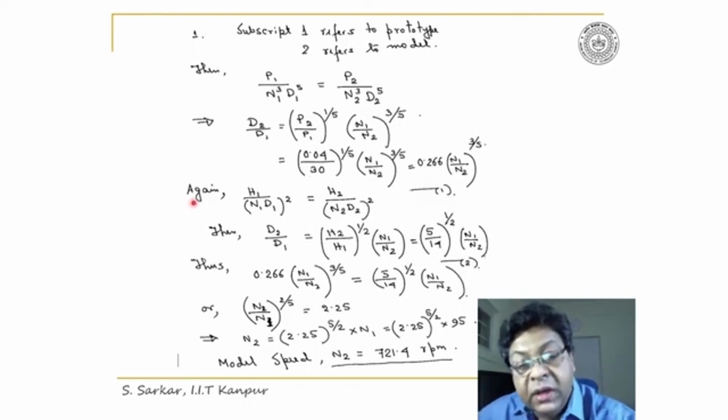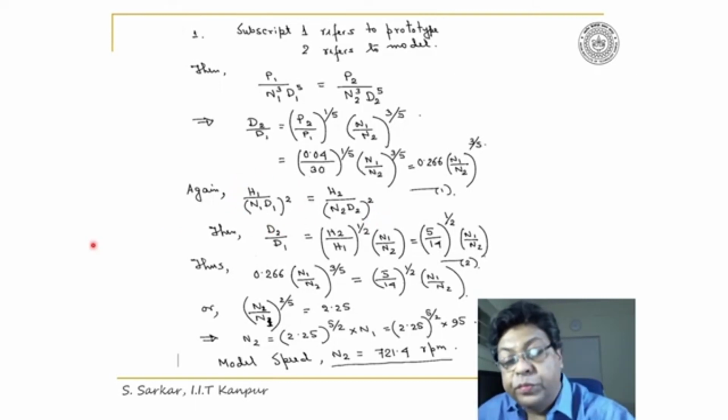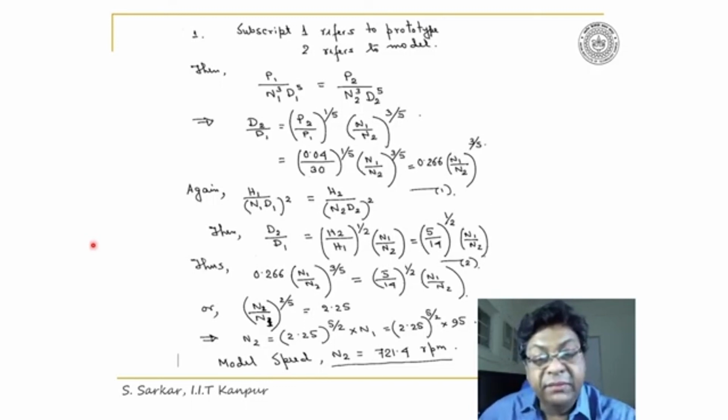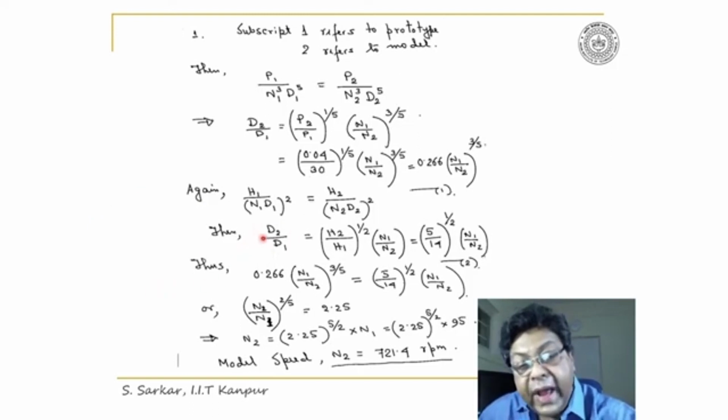if we come from the head rise coefficient, H1 by N1 squared D1 squared is equal to H2 by N2 squared D2 squared. This is the non-dimensional head. For both the model and the prototype it must be the same. Again, with this, I can have a relation for D2 by D1.